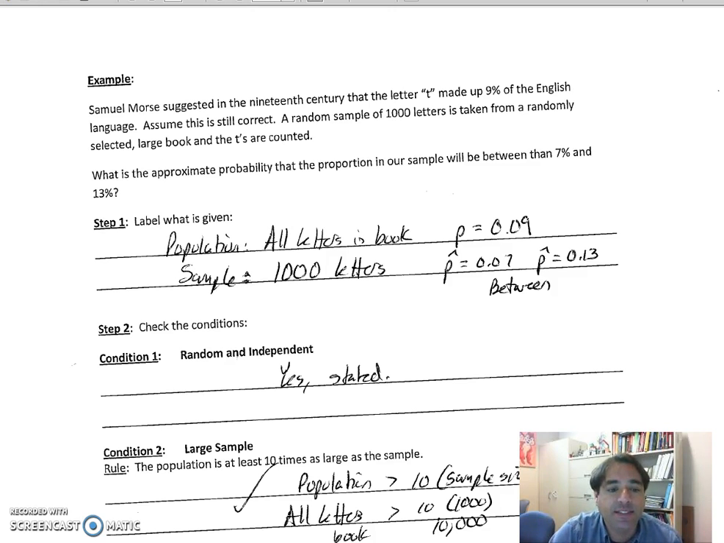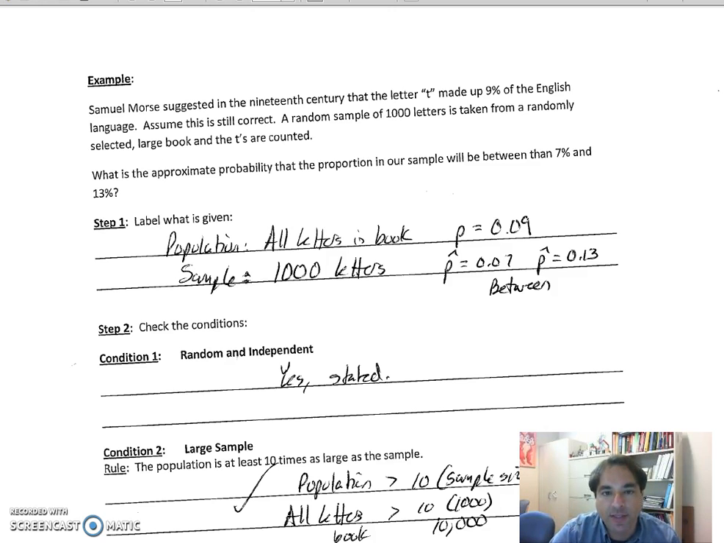So this example says, Samuel Morse suggested in the 19th century that the letter T made up 9% of the English language. Assume this is still correct. A random sample of 1,000 letters is taken from a randomly selected large book and the T's are counted. What is the approximate probability that the proportion in our sample will be between 7% and 13%?